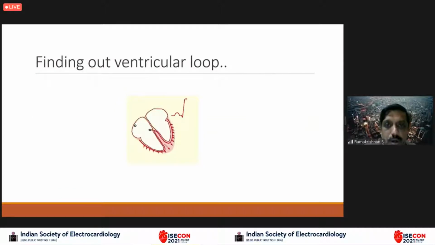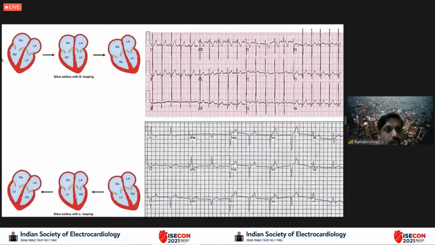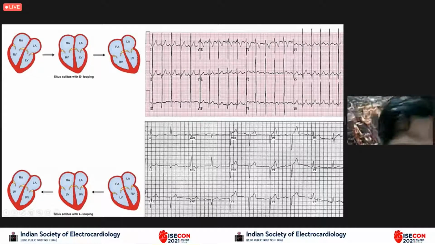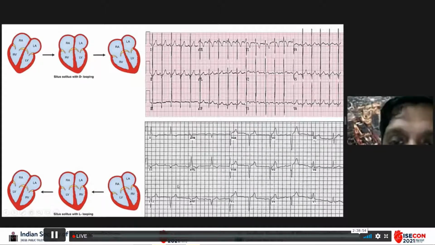Another important thing that you should look at is the ventricular loop. So what is the ventricular loop? For a ventricular loop, you can have either a D looping or an L looping. A D looping is very simple: you have a Q wave in V5 and V6 and lead 1 and AVL. Whereas in an L looping, you won't have any Q waves in V5 and V6, and the Q waves will be there in the inferior leads, like 2, 3, and AVF.